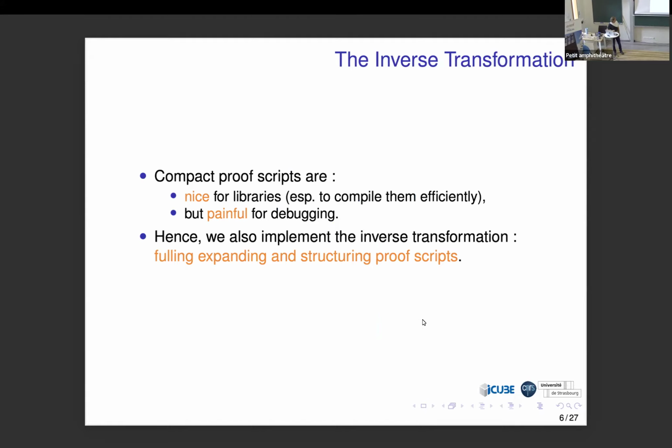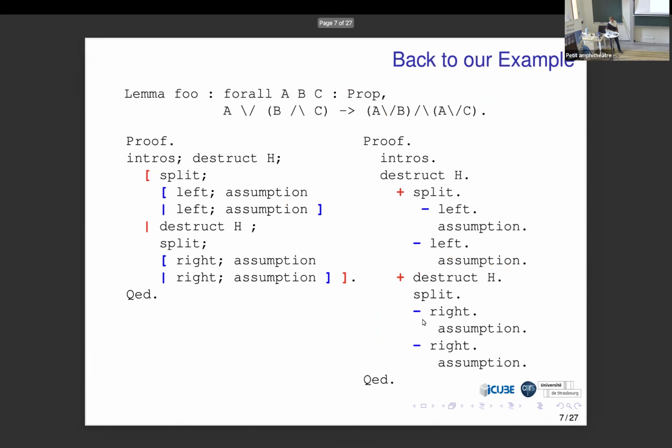So this is very nice, but it's nice for libraries, especially when you want to compile them, because as we'll see later, it's a bit more efficient, but of course it's very painful for debugging. So of course we want to implement the inverse tactic somehow, which means fully expanding and structuring the proof scripts. So this looks like that.